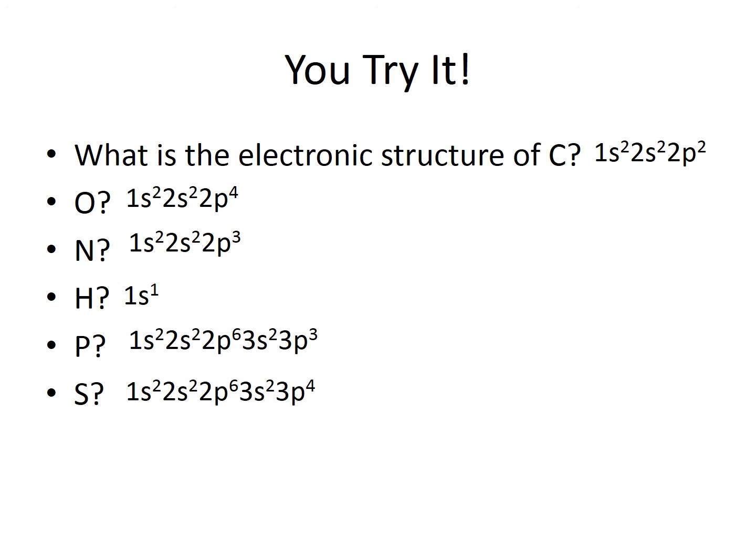Now the valence shell of each of these is going to be the highest n number electrons. So if you look up here at carbon, you can see that carbon has n=2 as the highest n number, so all of n=2 is the valence shell, 2s2 and 2p2. If I look at oxygen, the valence shell is 2s2, 2p4. Nitrogen, 2s2, 2p3. The entire electron structure of hydrogen is its valence shell. The 3s2, 3p3 is the valence shell of phosphorus, and for sulfur it's 3s2, 3p4.